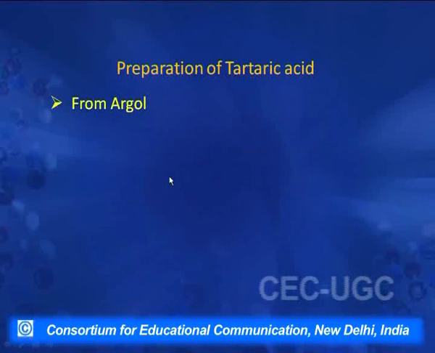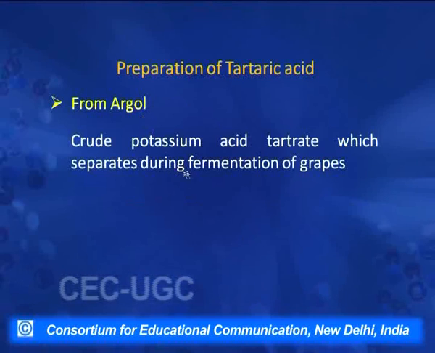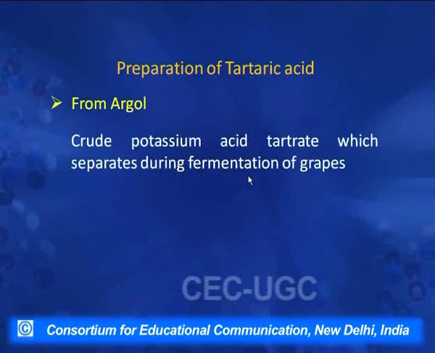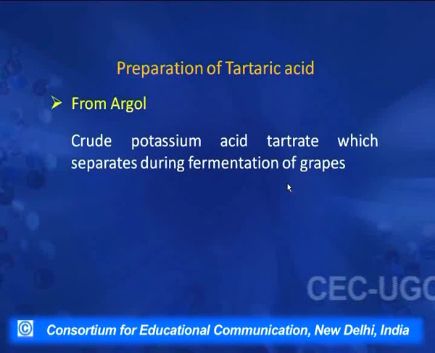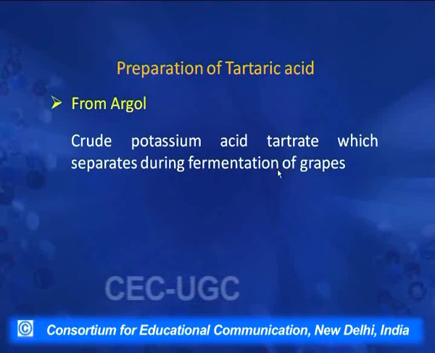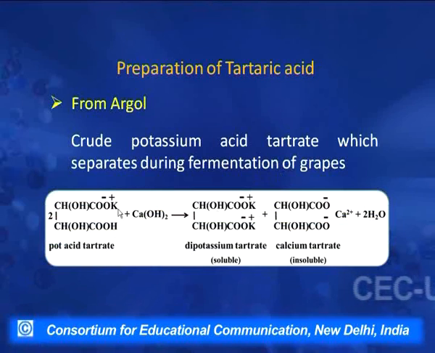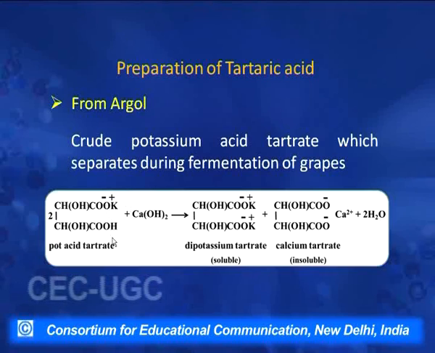This tartaric acid is prepared from argol. Now, what is argol? Argol is a crude potassium acid tartrate which separates during fermentation of grapes. When grape wine is obtained and these grapes are fermented, then this potassium acid tartrate gets precipitated there. Potassium acid tartrate means one of the carboxyls is as potassium salt, the other is as carboxyl group.